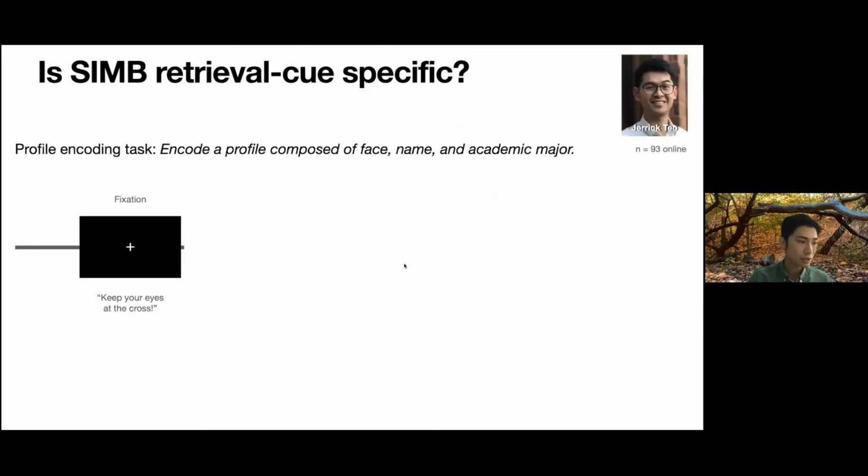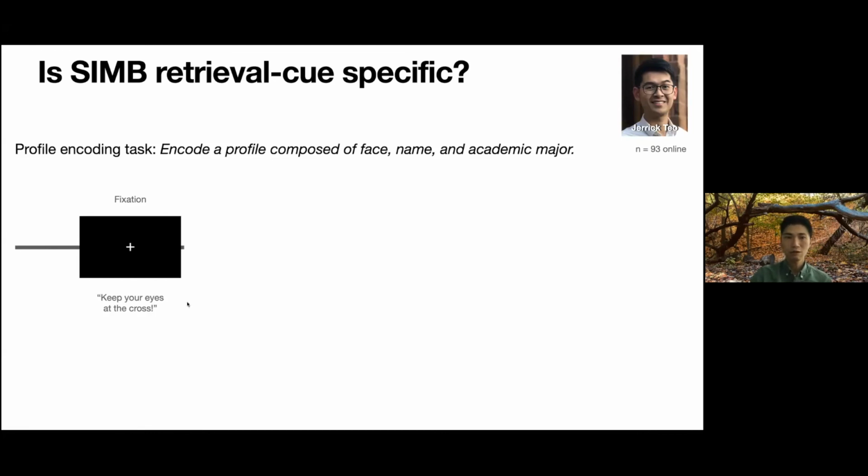One last set of experiments that I'd like to talk about is tapping into this idea about retrieval context generalizability. Right? If you encode new information into long-term memory, you often have to retrieve that information in different contexts. If you meet a friend in a classroom, you need to be able to locate that person when you see him in a cafeteria. Right? Long-term memory is excellent in retrieving that information across contexts. So we wanted to see whether this SIMB also happens in a retrieval general manner.